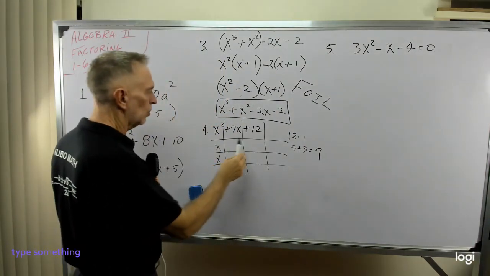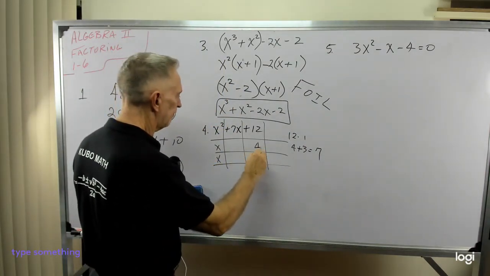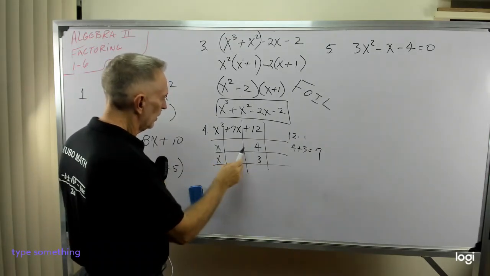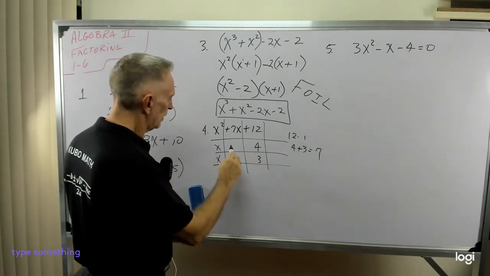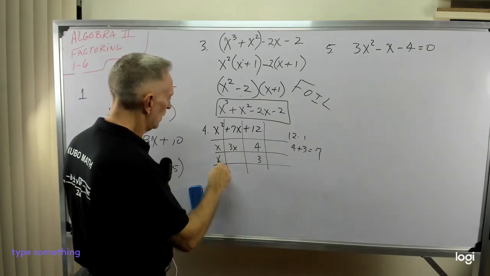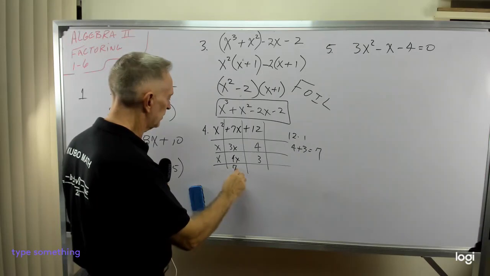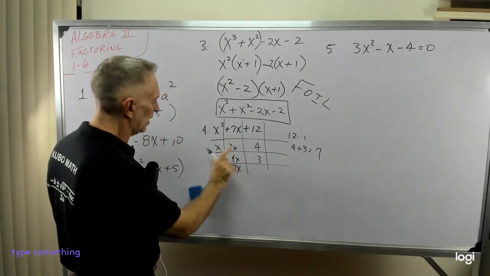Okay, so let's say I want a 4 here and a 3 there. Now I'm going to multiply the diagonal. X times 3 gives me 3x. X times 4 gives me 4x. 4x plus 3x gives me 7x.